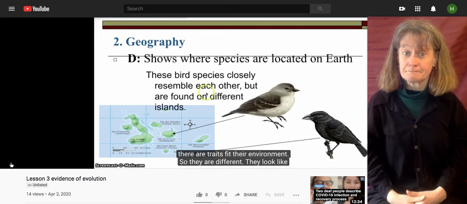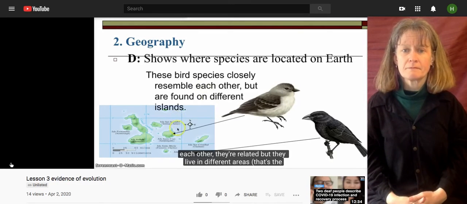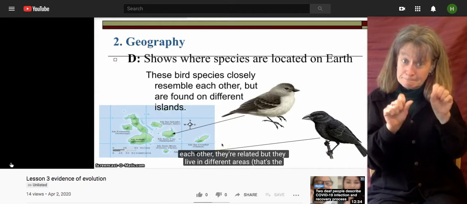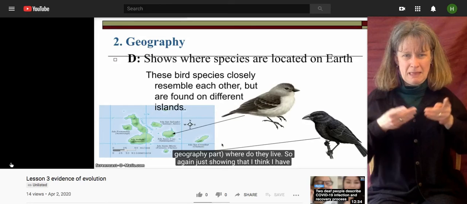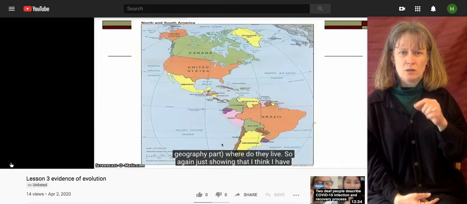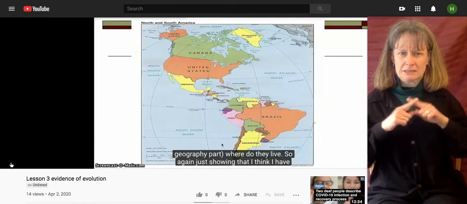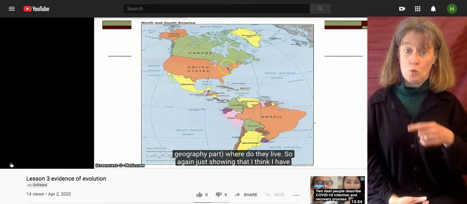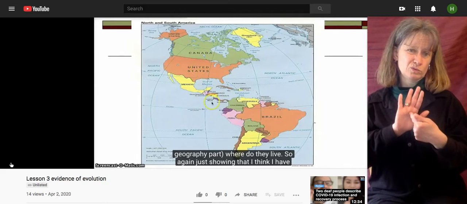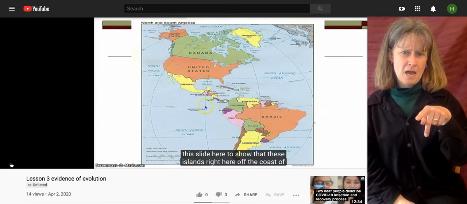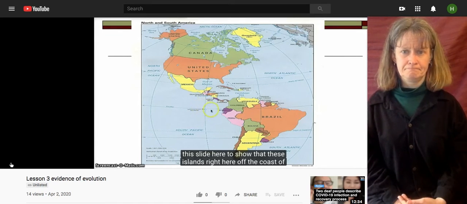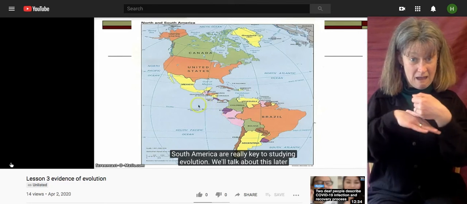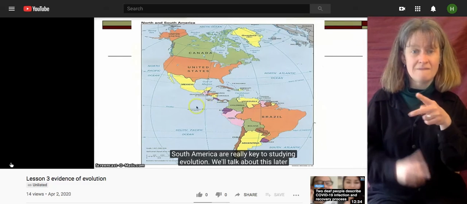So they are different. They look like each other. They're related, but they live in different areas. That's the geography part. Where do they live? So again, just showing that, I think I have this slide here to show that these islands right here off the coast of South America are really key to studying evolution.